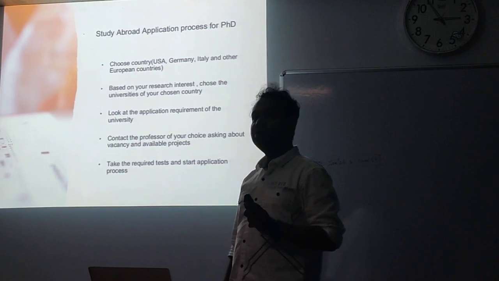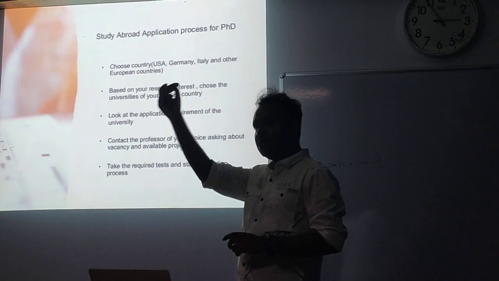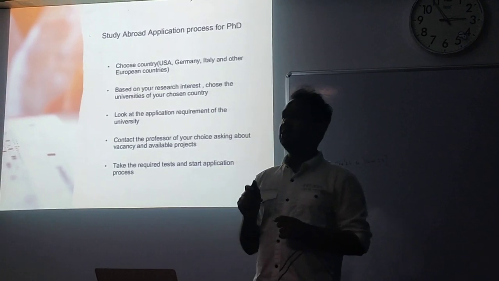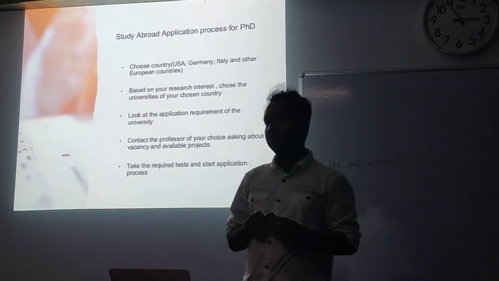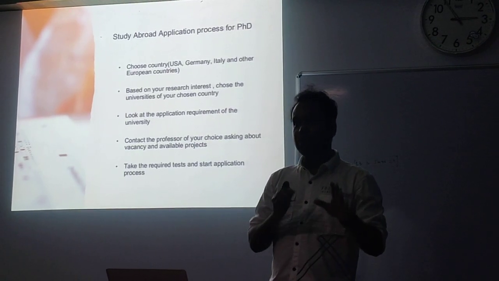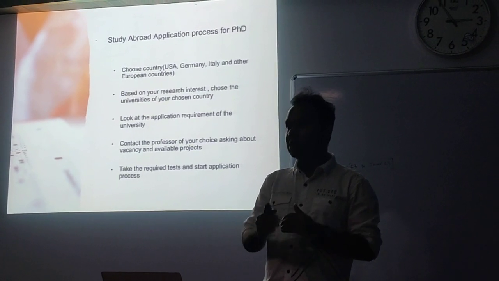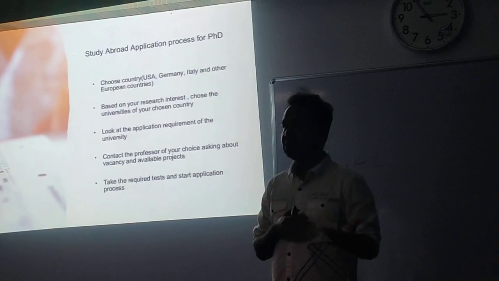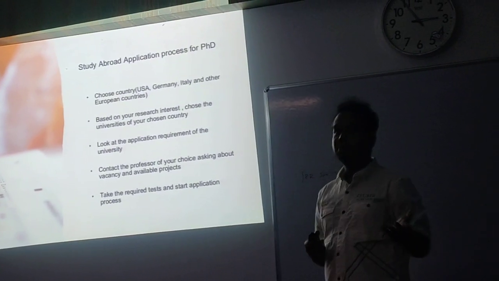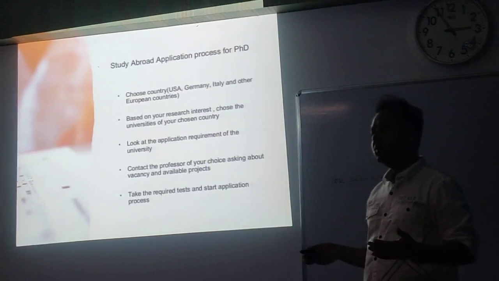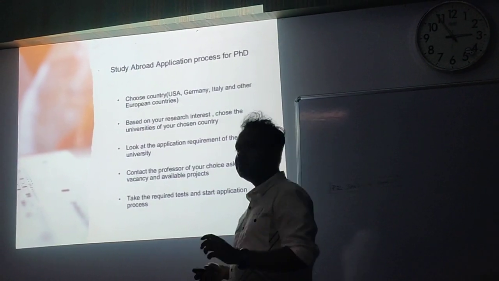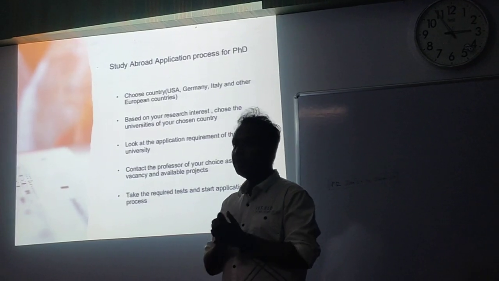You will go to the QS World Ranking. From there you will get top universities. Also, you have to look at the research area they are pursuing. You have to look for whether they have a professor who is working in the area you are interested in or not. If they are not, then don't apply to the university, because it doesn't make sense just to apply to get a PhD. PhD is for a specific field.